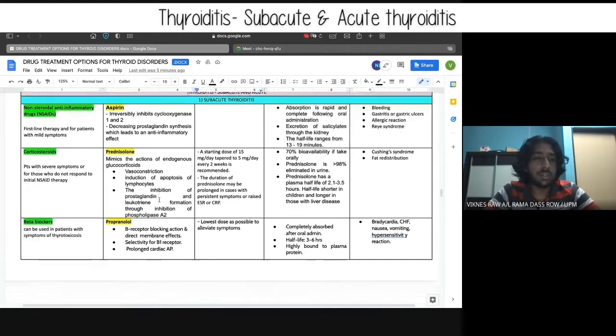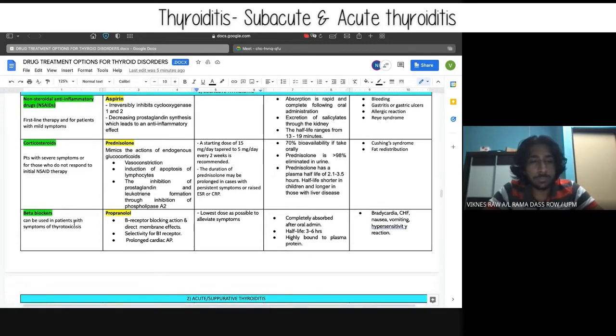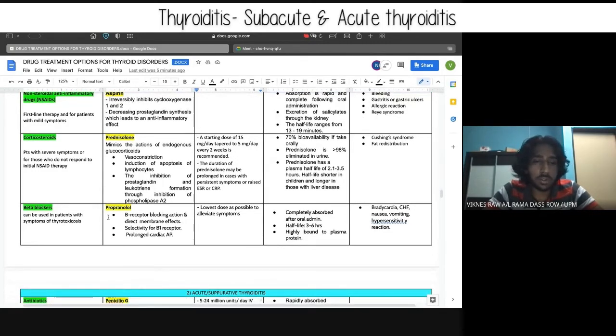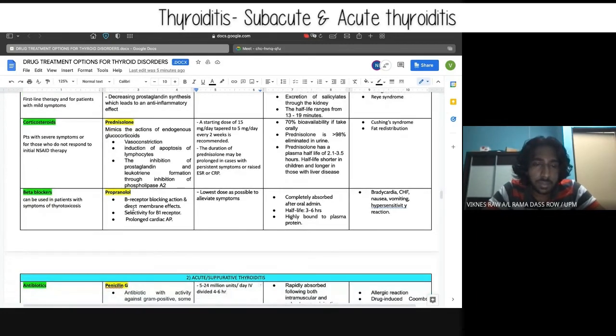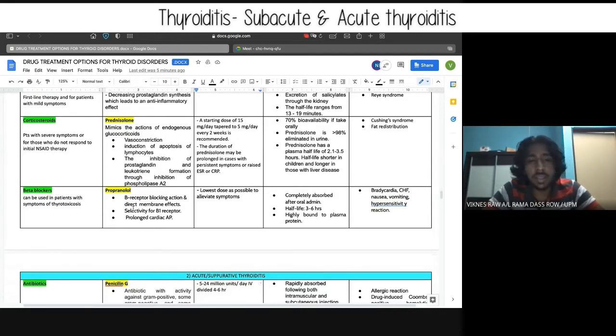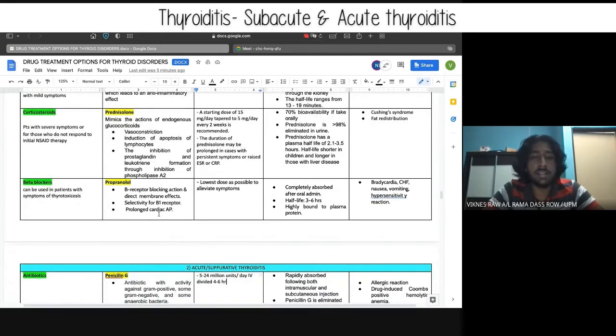The last course of drug for subacute thyroiditis is beta blockers. Beta blockers are used for patients with symptoms of thyrotoxicosis. An example is propranolol. Propranolol exerts beta receptor blocking action and direct membrane effects. The selectivity for propranolol is nonselective beta receptor, and it may induce prolonged cardiac action potential.